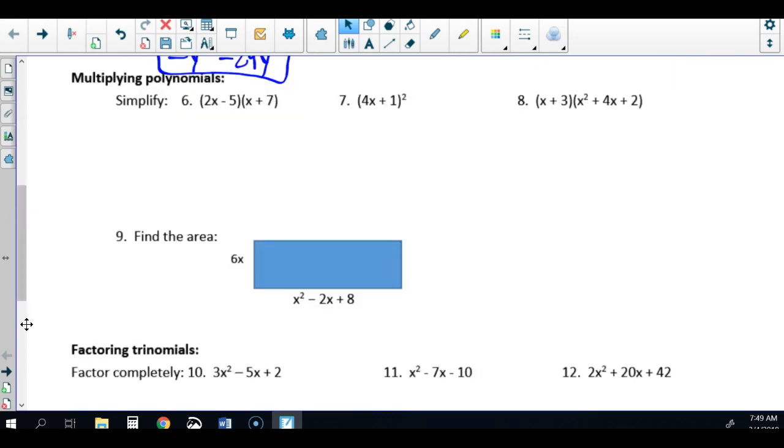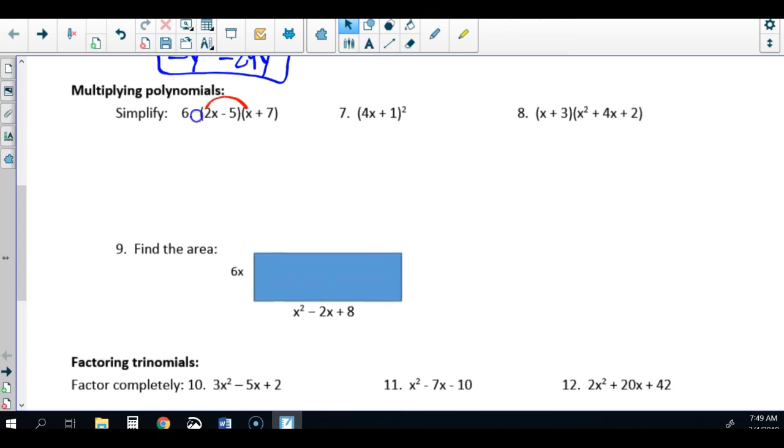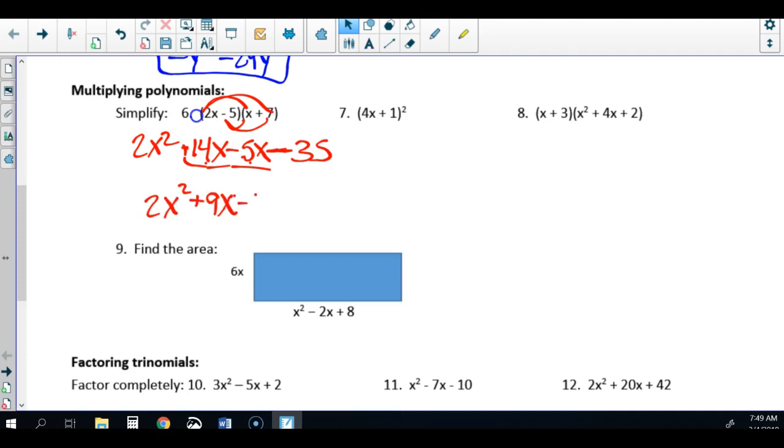Multiplying polynomials. This is FOILing here. Multiplying 2x minus 5 times x plus 7. We'll go with our first. 2x times x is 2x squared. Outside, 2x times 7 is 14x. Inside is negative 5x, followed by the last, which is minus 35. Combine your like terms in the middle. 2x squared plus 9x minus 35.